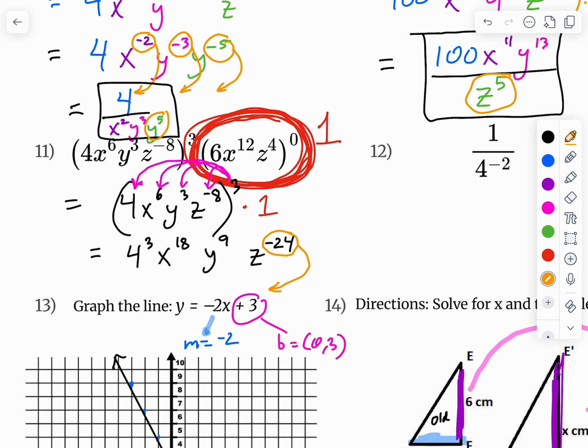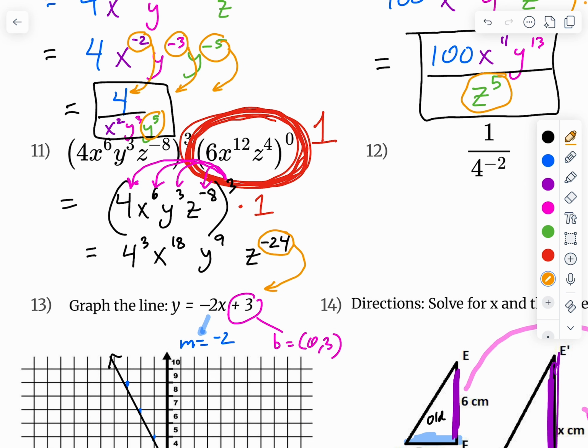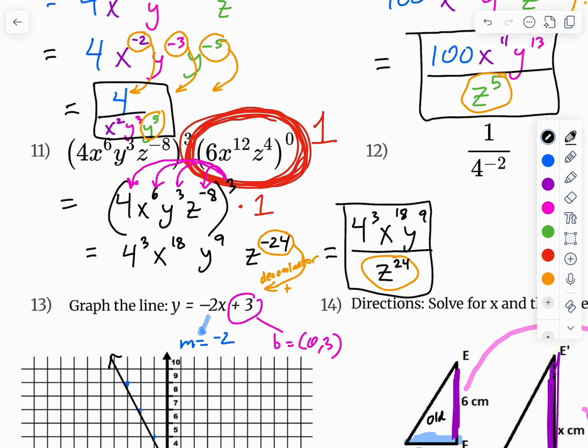No negative exponents means we have to switch it to the denominator. Let me write this down this time. It's going to become the denominator as a positive, so the final answer is 4 cubed, x to the 18th, y to the 9th, all over z to the positive 24th power.